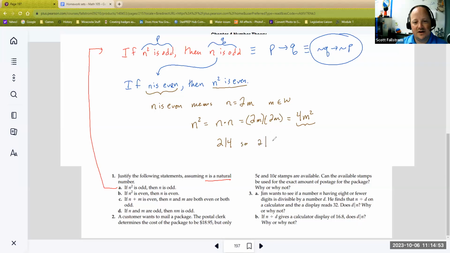So 2 divides 4 times m squared, and go back to your theorems and say that was theorem 4-1. If it divides a number, it divides any multiple of that number. And then you can conclude by saying, thus, n squared is even, because you just showed that 2 divides it perfectly. So let me jump here and highlight then.